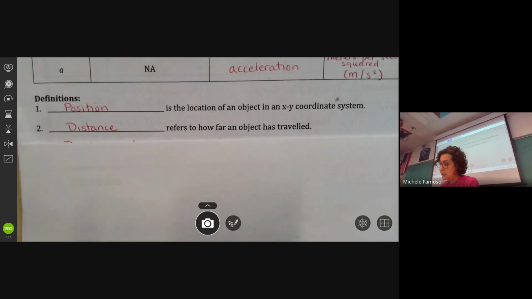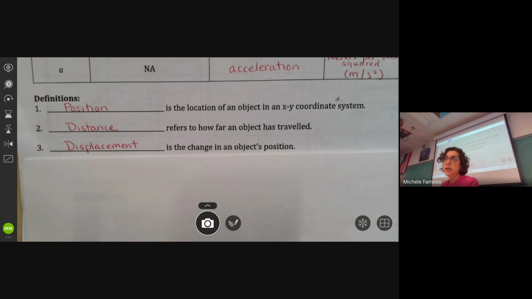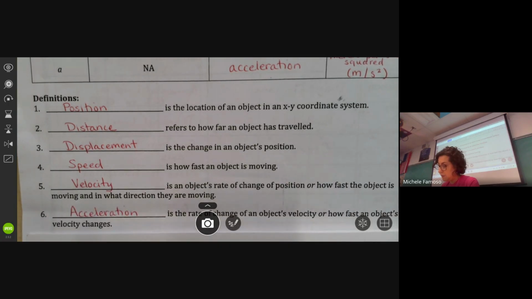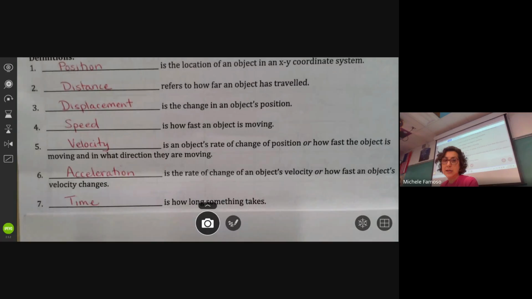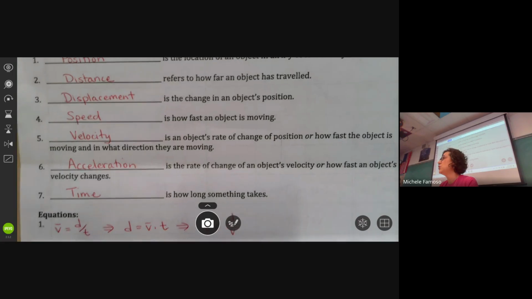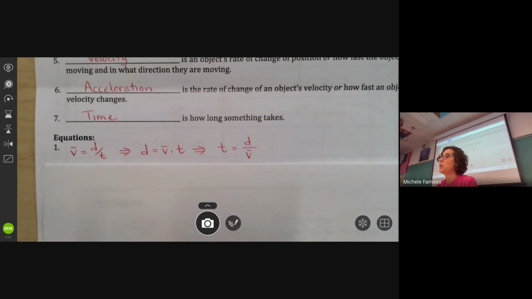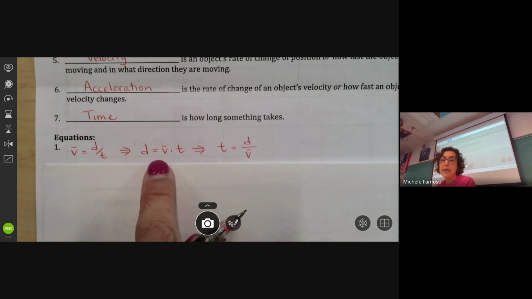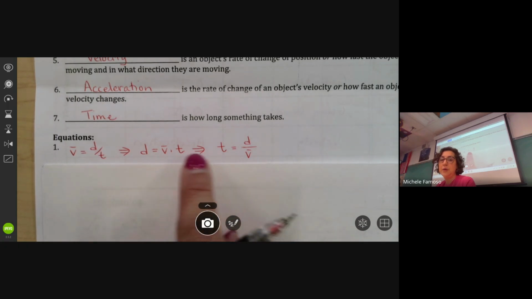You should know that the term position is number 1, distance is number 2, displacement is number 3, speed is number 4, velocity is 5, acceleration is 6, and time is 7. There are 6 equations that you should be familiar with that we can use whenever we deal with accelerated motion. The first equation from your reference table, v bar is d over t. Here I've shown you how to manipulate it for both d and t.